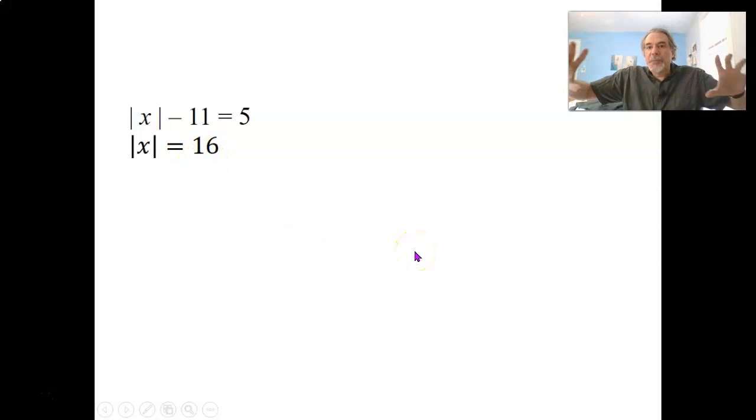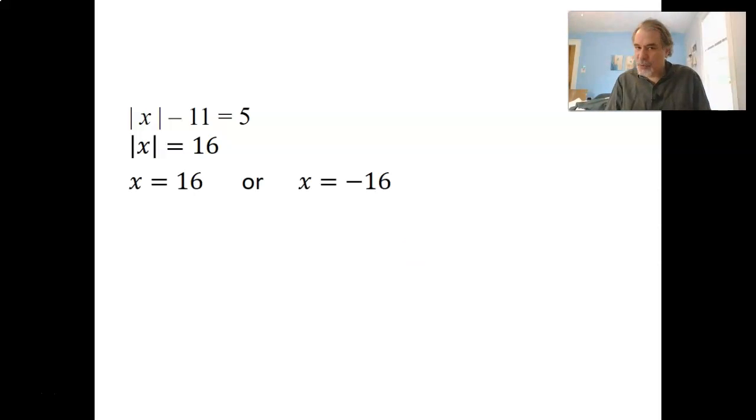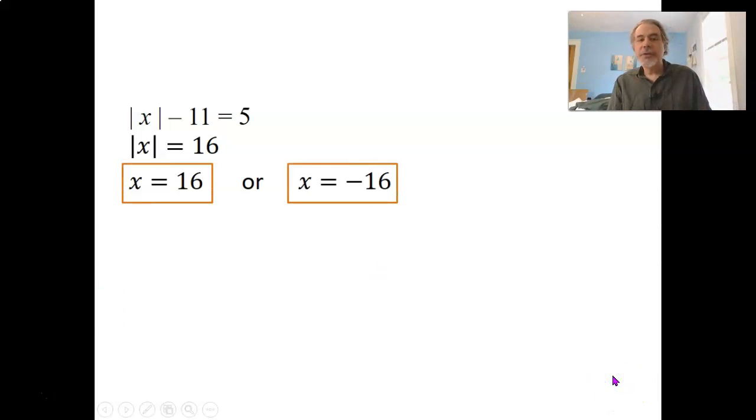And what 2 separate possibilities does that break up into? X equals 16 or x equals -16. And so those are the 2 solutions.